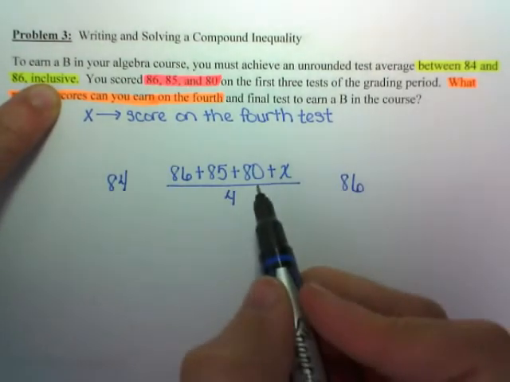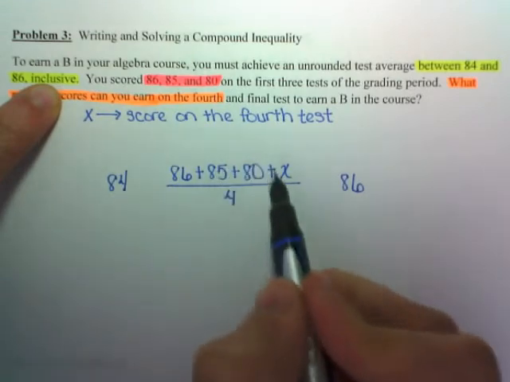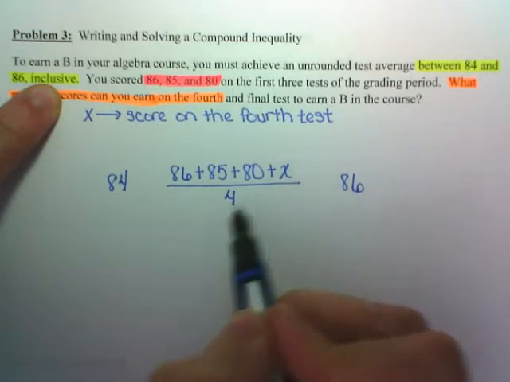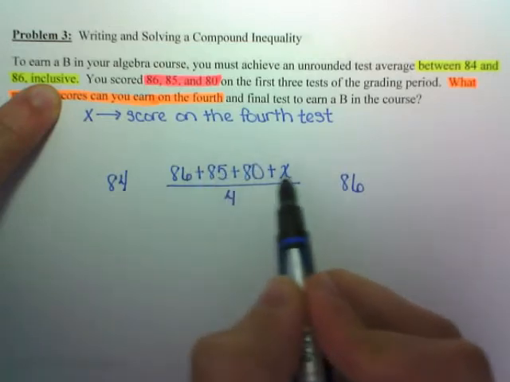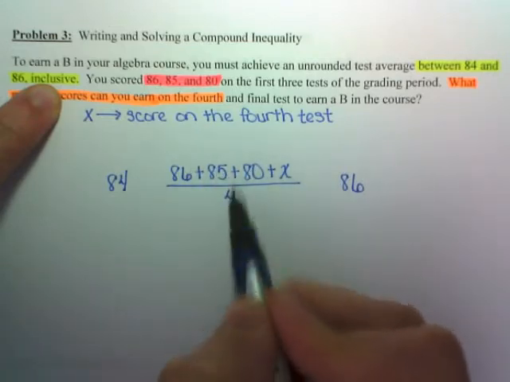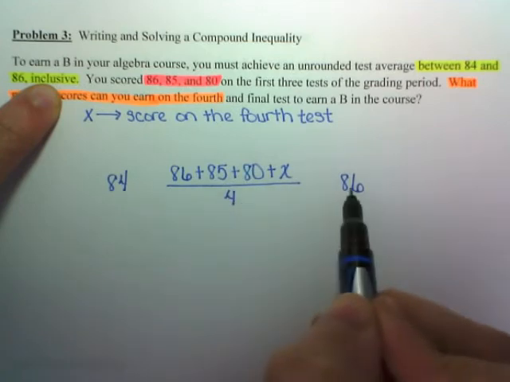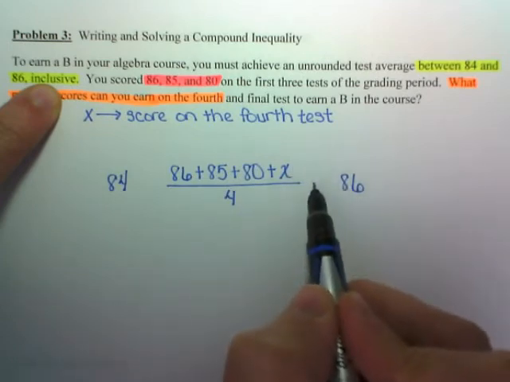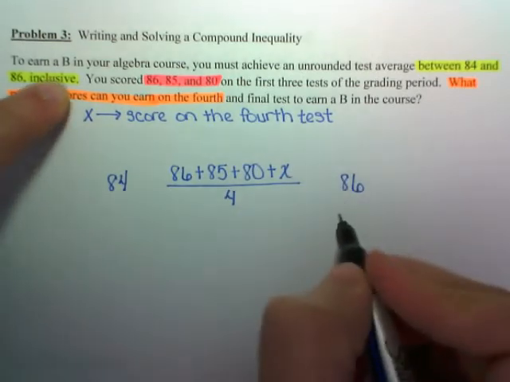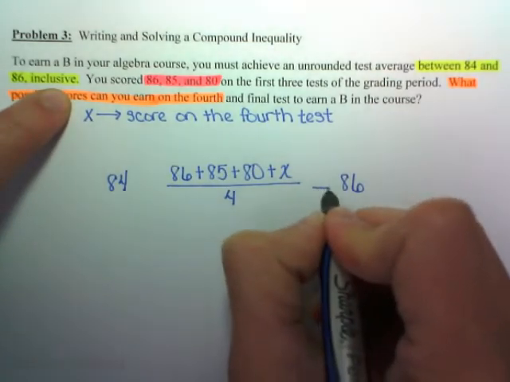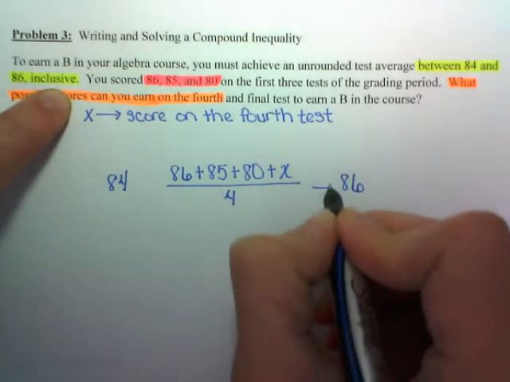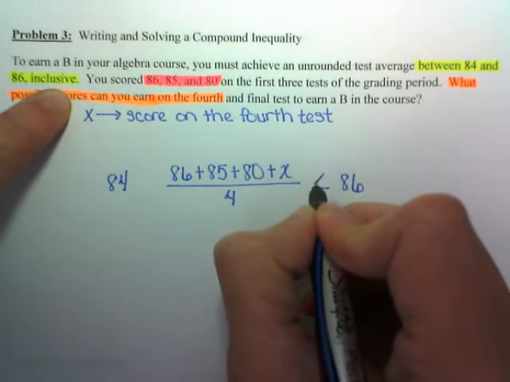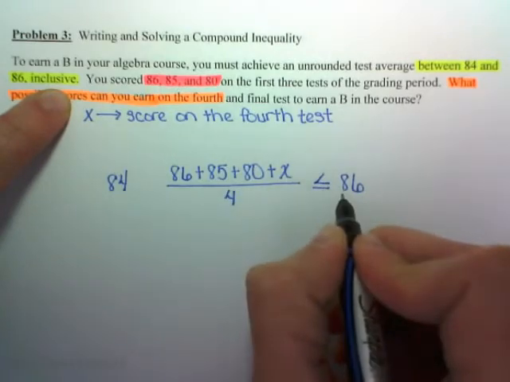So let's think about this. This average, whatever this is, once I solve this for X, once I add all these together and divide by 4, this average here cannot be more than 86. Okay, it's got to be between 84 and 86. So I can't make this more than 86. Now, inclusive means it can be equal to 86, but since it can't be more than 86, it's going to be less than or equal to 86.